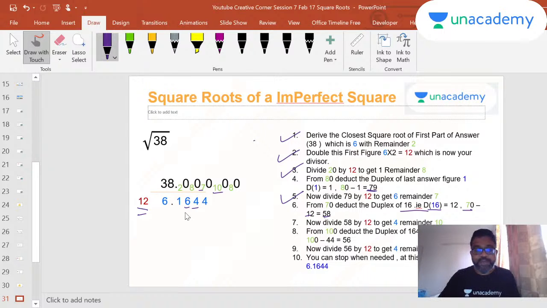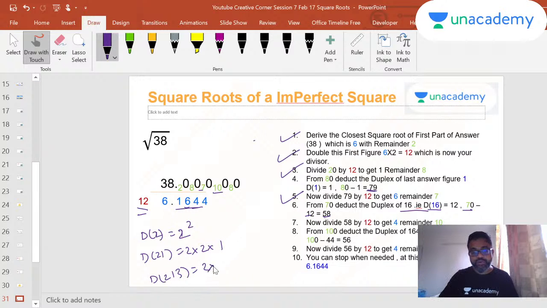Now I have to find the duplex of 164. First we find the duplex of 1, then the duplex of 1 and 6. Some of you may not be familiar with the term duplex, but just think that the duplex of a single digit number is the square of itself. If I take 2, it is 2 squared. The duplex of a 2-digit number is twice the product. The duplex of a 3-digit number is double the product of the outer pair, plus the square of the inner number. So that's 1 squared, right?